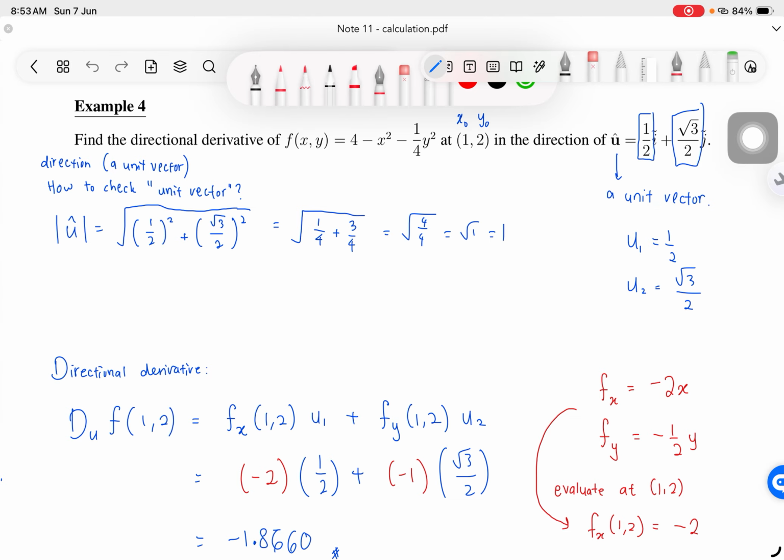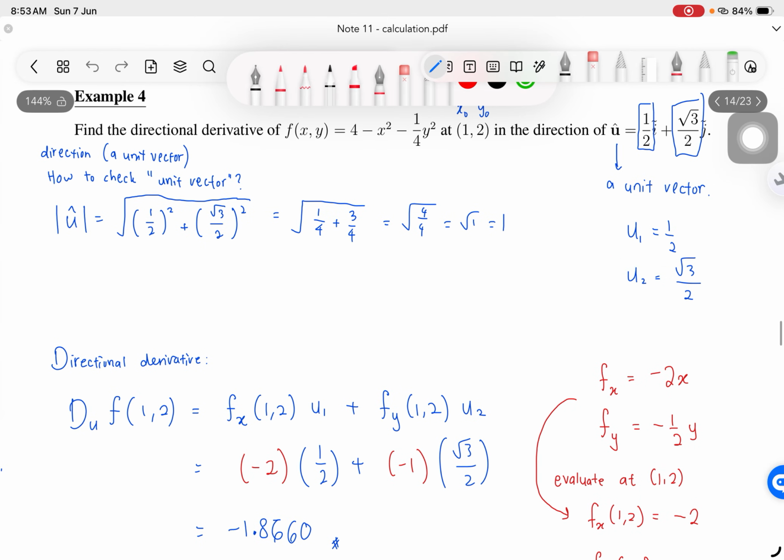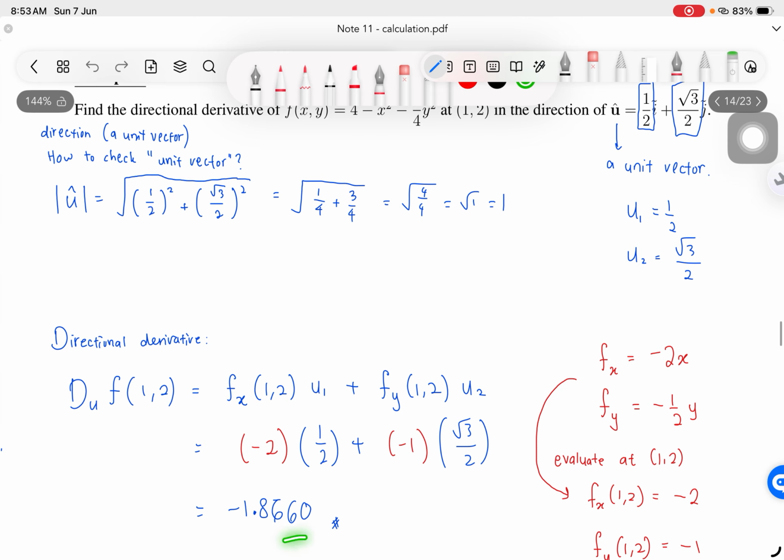Okay, plus fy, so fy is equal to negative 1, and then multiply with u2. So u2 is square root 3 over 2, which comes from your unit vector given here. Okay, so this is your directional derivative, meaning that this one is negative, so decreasing.